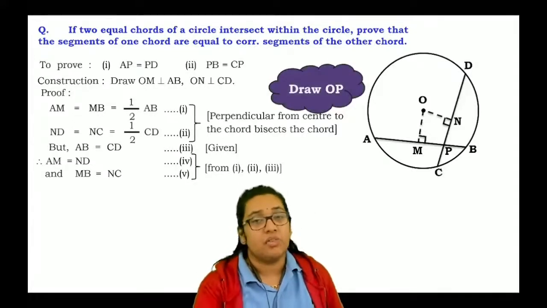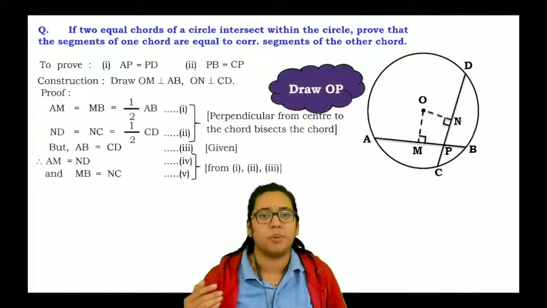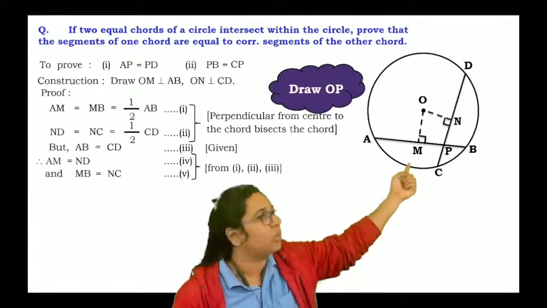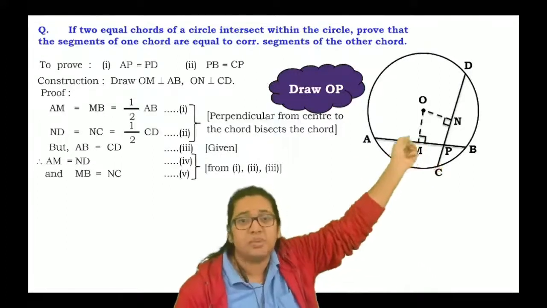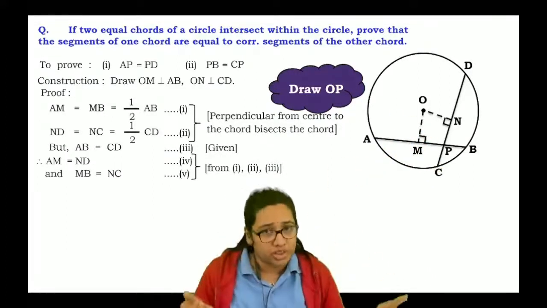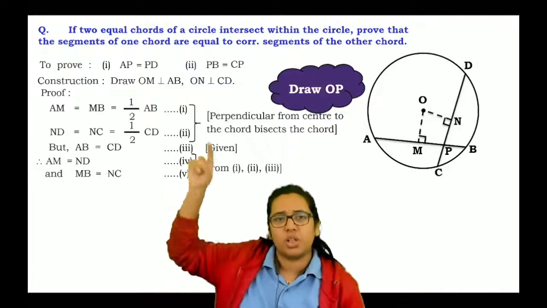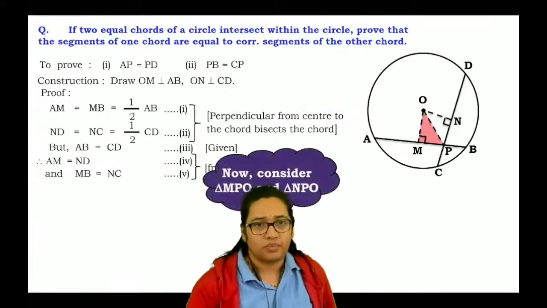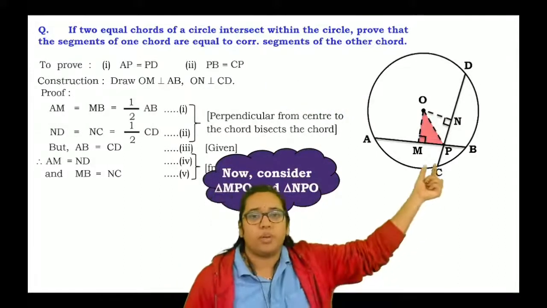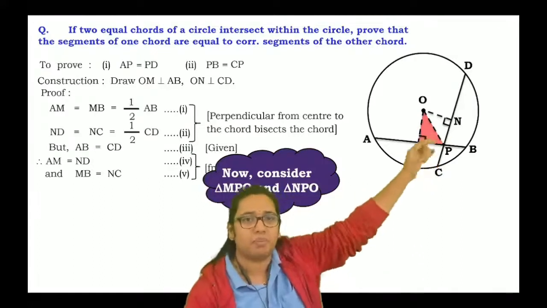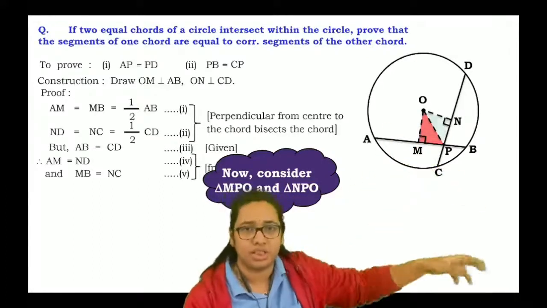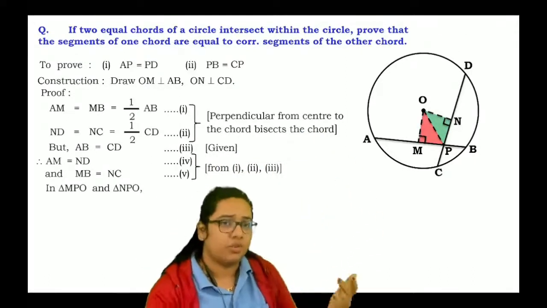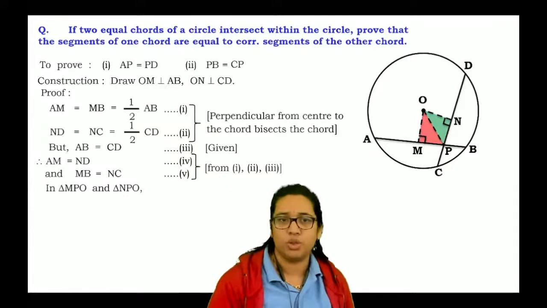Getting this one? We have just used the first theorem: a perpendicular drawn from the center to the chord bisects the chord. Hence, M will work as a midpoint for AB. Similarly, N will work as a midpoint for CD. But we know that if we are talking about two equal chords, then AB and CD are equal. Now, if we are talking about this part MP, then we'll just draw another line OP such that we can see there will be two triangles, and for that again we'll use a congruence test for those two triangles.